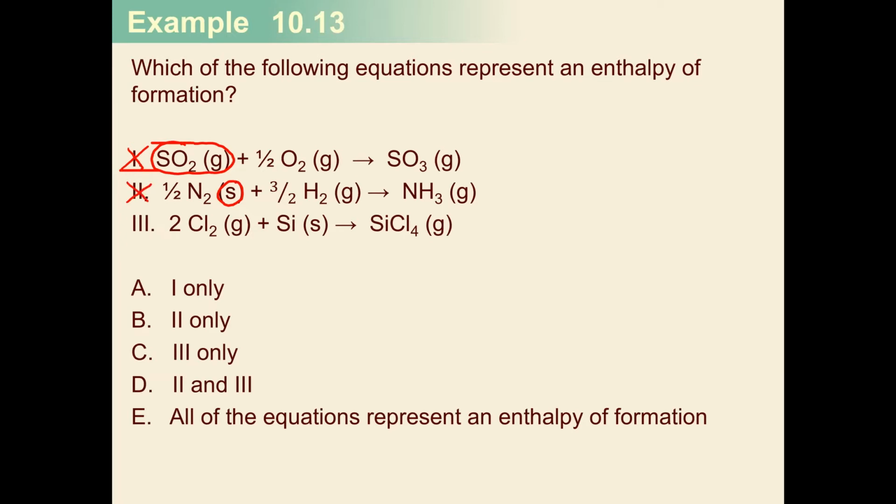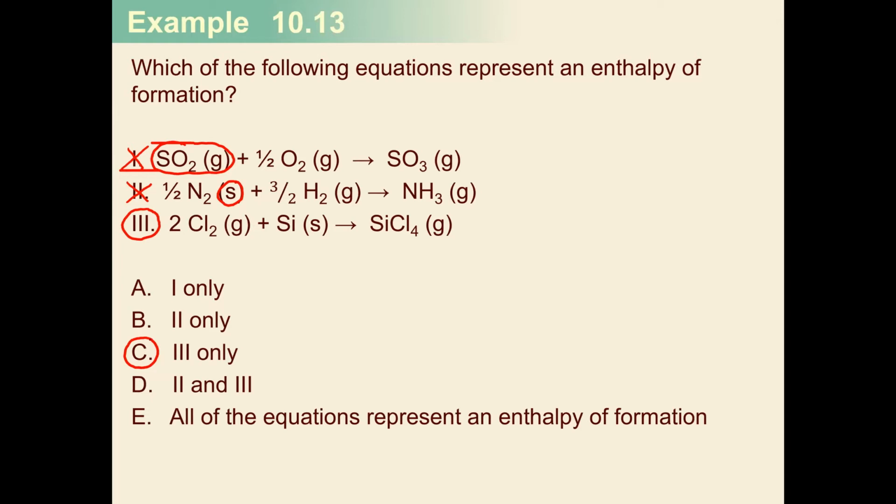So let's go to number 3, and you'll see that I have 2 chlorines, both in their gaseous state, which is their elemental state, mixing with silicon in its elemental state to form 1 mole of silicon tetrachloride. This is considered an enthalpy of formation. So number 3 is going to be a correct answer. If I go and look at my answer choices below, you will see that that is going to leave me with answer C. So in each case, you got to see why certain things were disqualified.